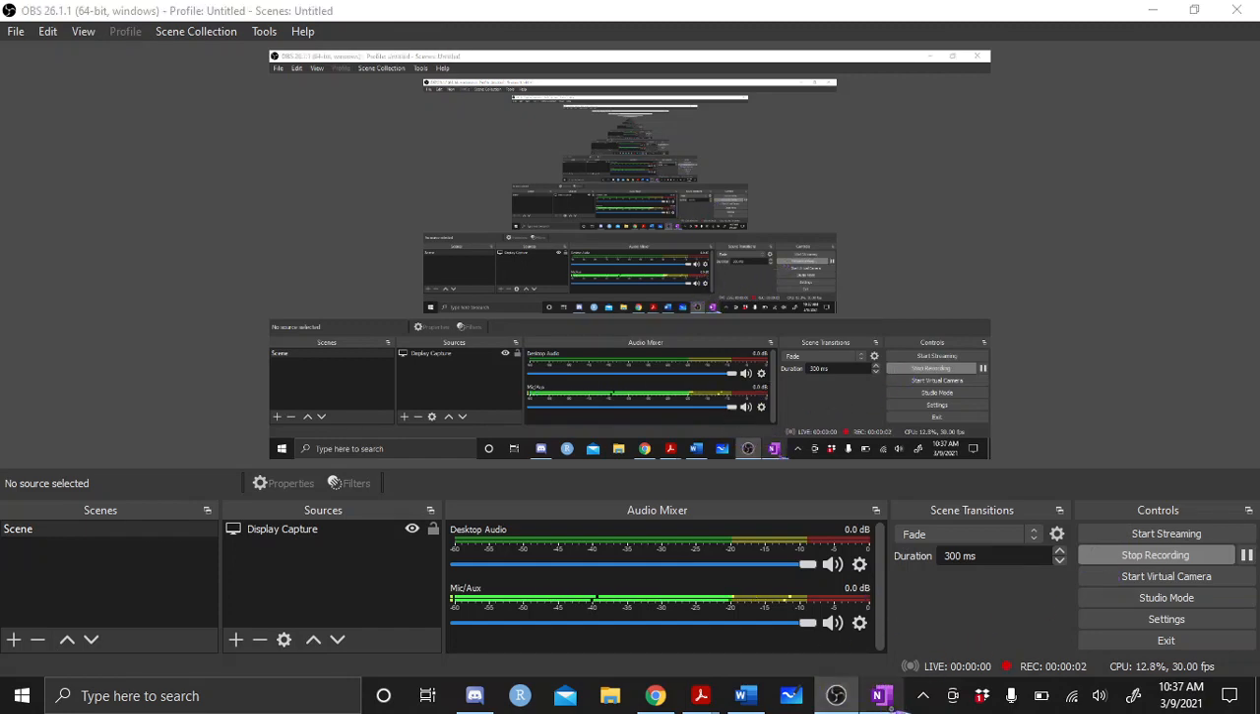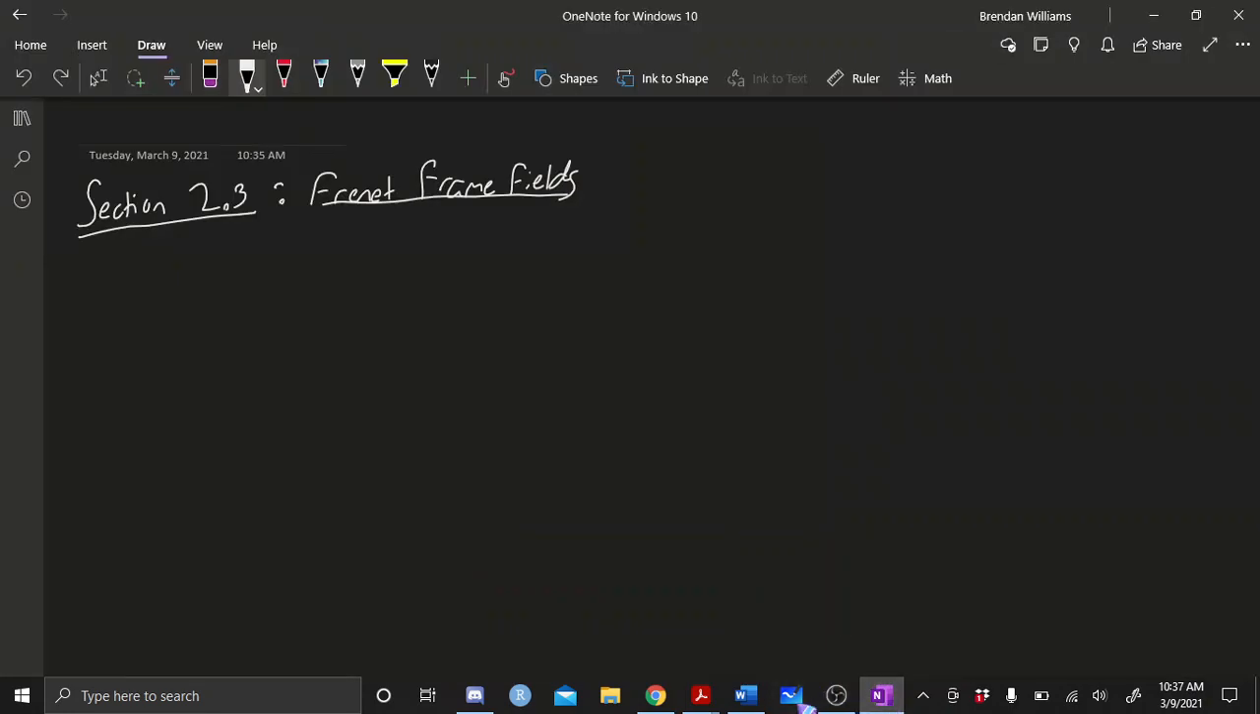Welcome back to Differential Geometry. Today we'll be talking about Frenet frame fields in R3. So in this section we'll be using unit speed reparameterizations of all curves. So we're going to start with a definition.